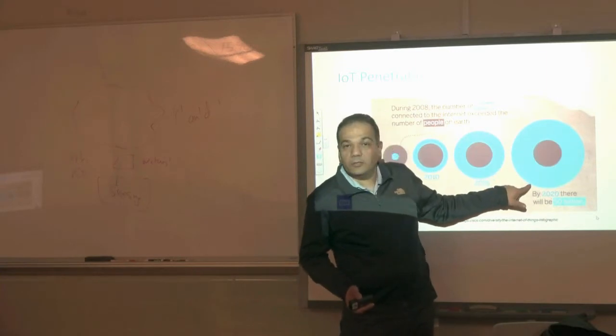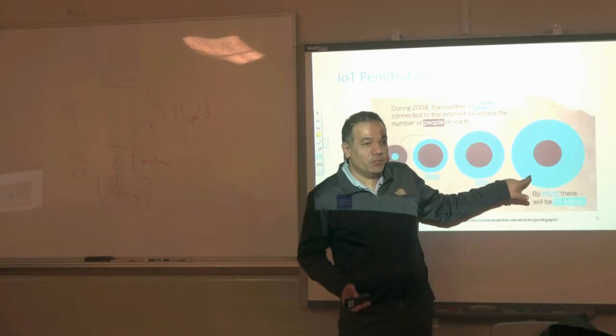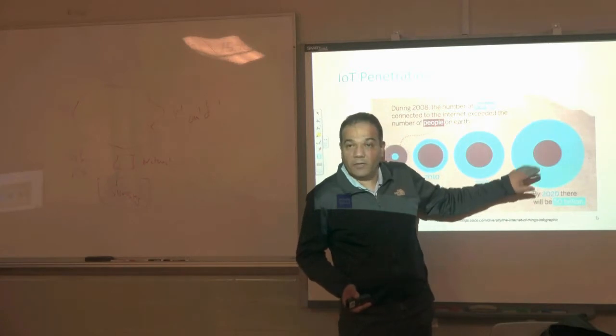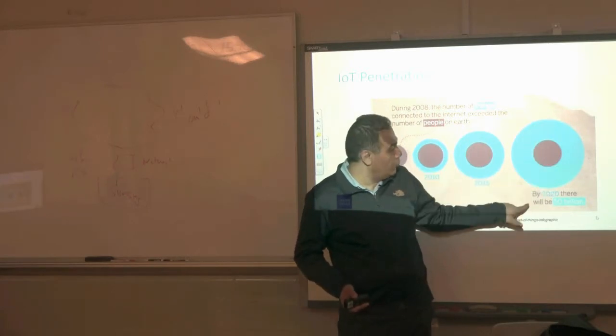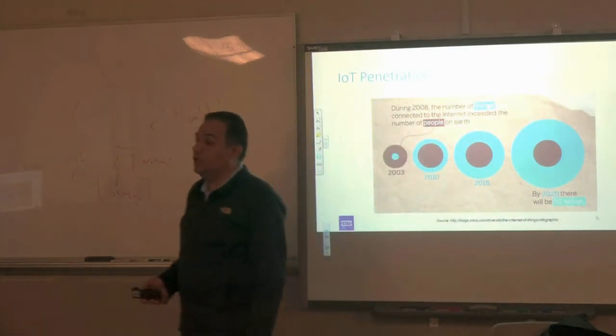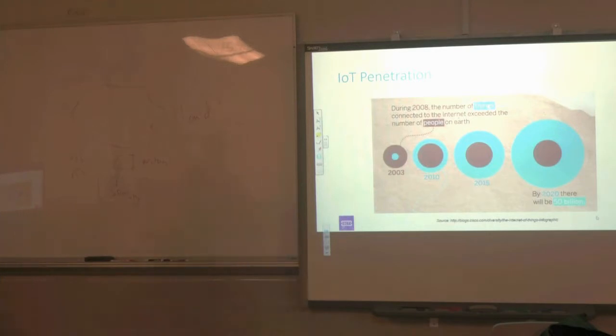And this is the connected devices, again a different column color for no reason. 50 billion devices expected by 2020. All right.